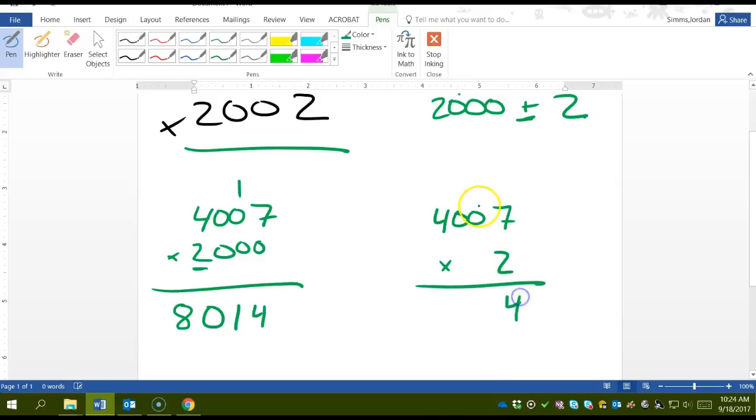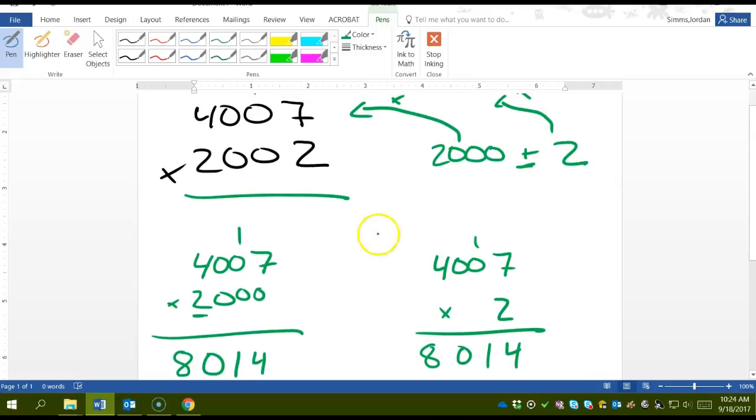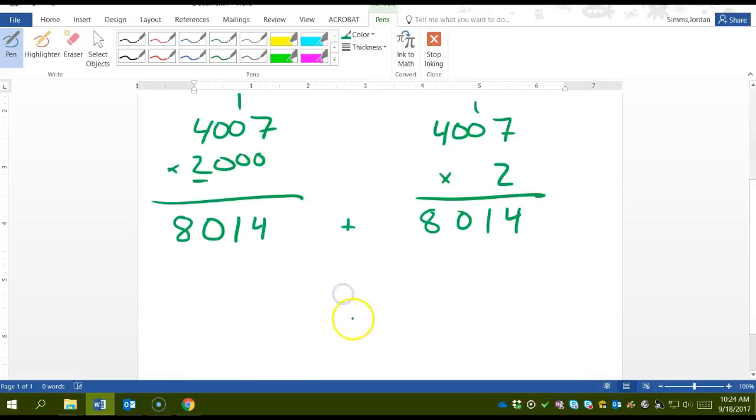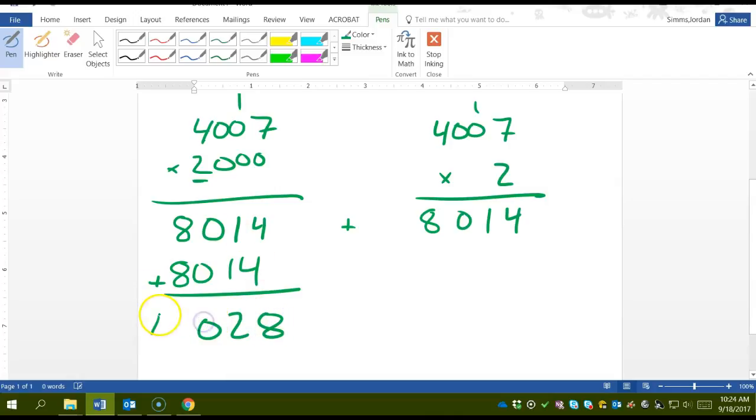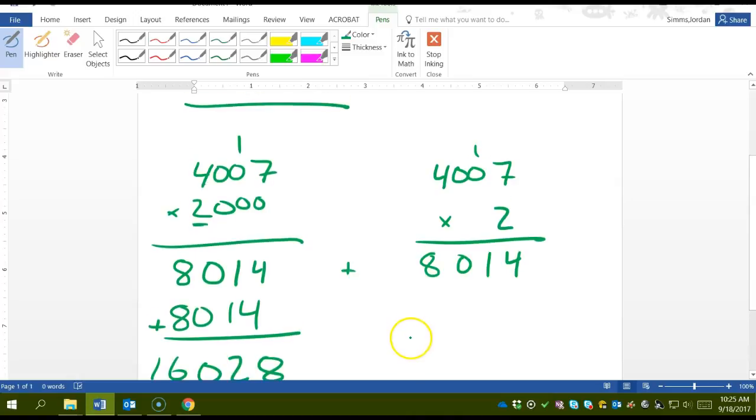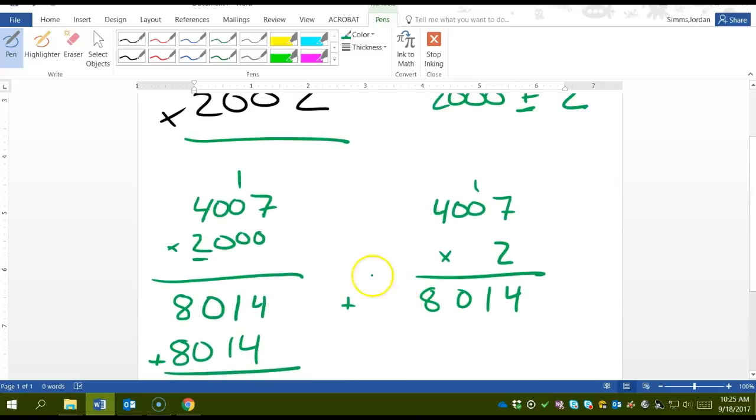7 times 2 is 14. That's going to give us 0 and 8 again. And then basically, we could just combine those in some way, right? So we'll just stack them vertically, 8014 and 8014. Add them up. Okay, not really my preferred method, but that seems to be what they're trying to show you.